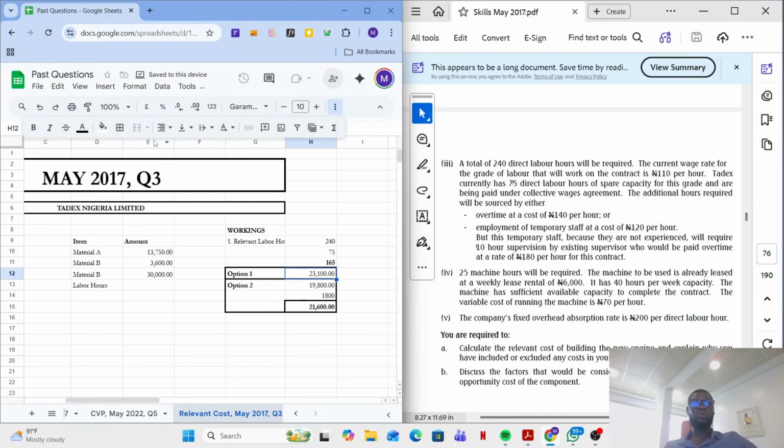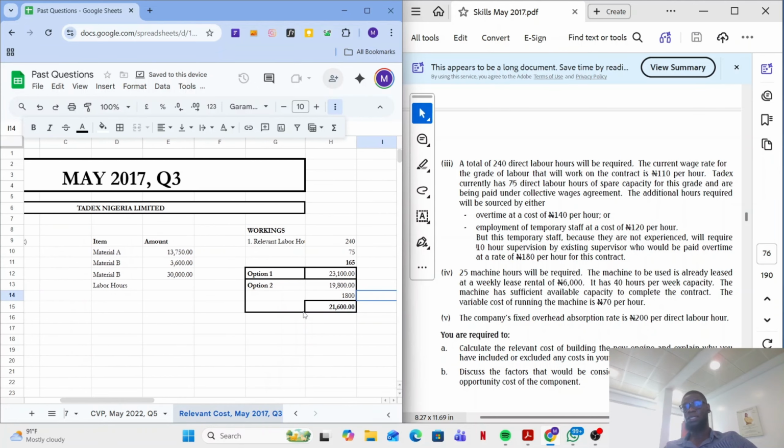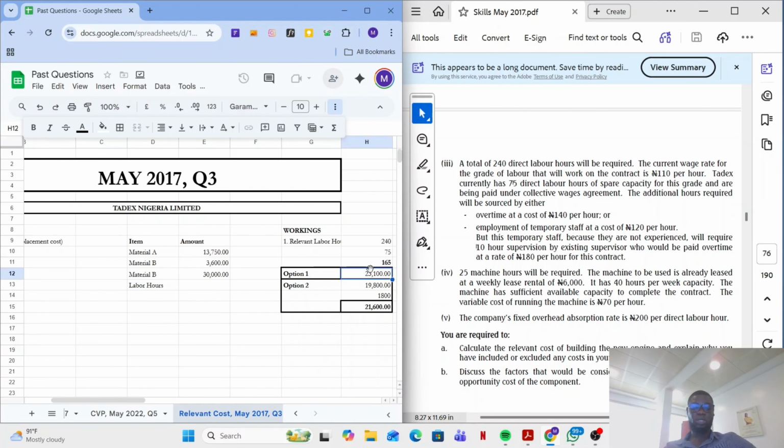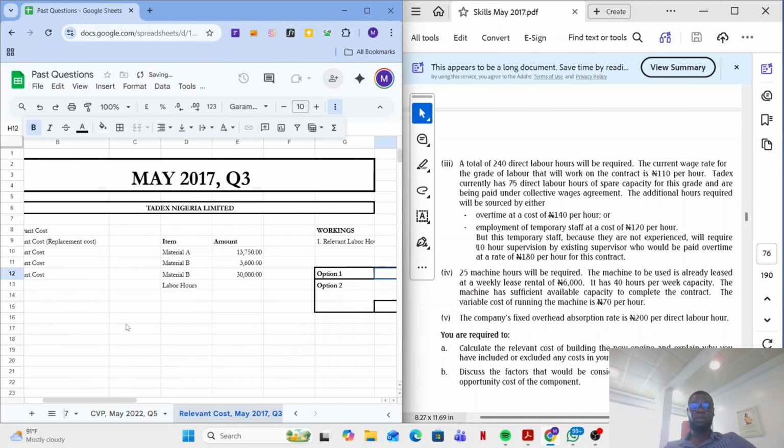Because it is a cost, everybody wants to minimize their cost. So you go for the lower of the two. Which one is lower? Option one or option two? Definitely option two, right? So the company would look at the relevant cost, because if we want to do this, we'll probably go for the lowest cost. We don't want to increase the cost. So we go for 21,600. And this 21,600 will form our relevant cost for labor hours.